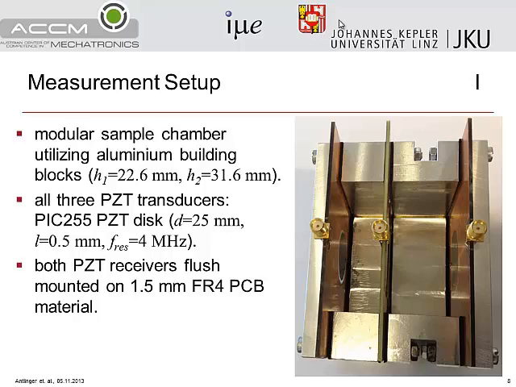All three PZT transducers are PIC 255 PZT discs with a diameter of 25 millimeter and a thickness of 0.5 millimeter, which results in a resonance frequency of about 4 megahertz. Both receiver discs are flush mounted on 1.5 millimeter FR4 standard copper coated PCB material.